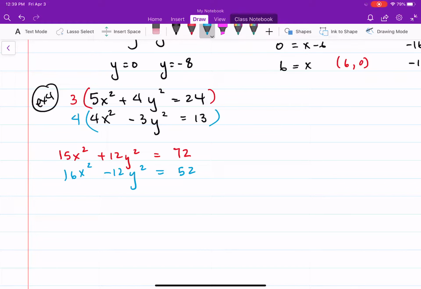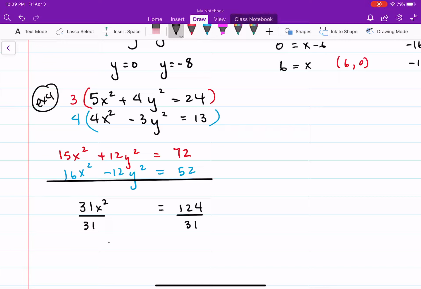All right, so what we want to do is add these two together. There we go. So what do I have on the left side? I get 31x squared. The positive 12y and negative 12y go away, and it's equal to 124, I believe. Then I have to divide by 31. So x squared is equal to 4.